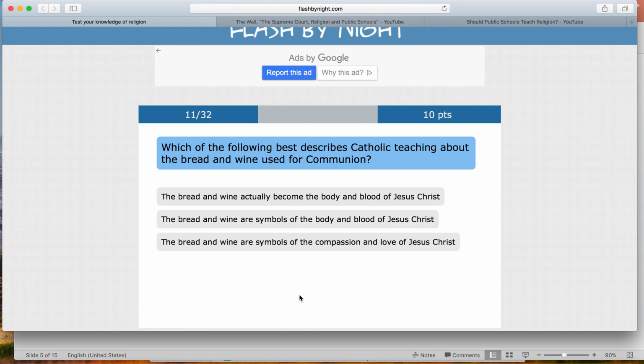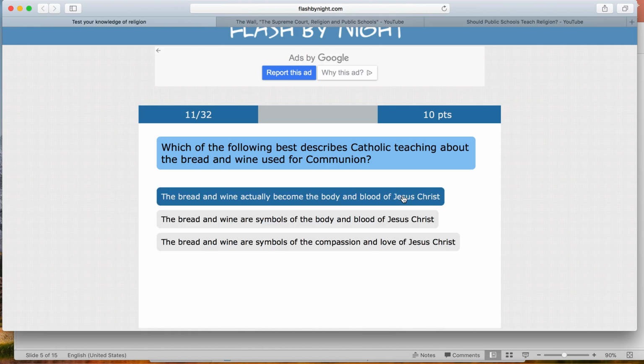Okay, the next one. Which of the following best describes Catholic teaching about the bread and wine used for communion? First option, the bread and wine actually become the body and blood of Jesus Christ. The bread and wine are symbols of the body and blood of Jesus Christ. The bread and wine are symbols of the compassion and love of Jesus Christ. This one can be a little bit tricky, but the first one is the correct answer. The bread and wine actually become the body and blood of Jesus Christ.